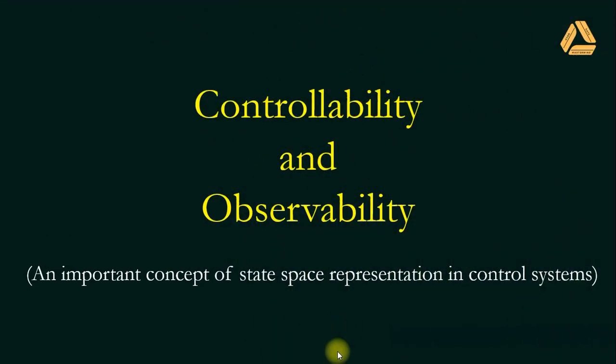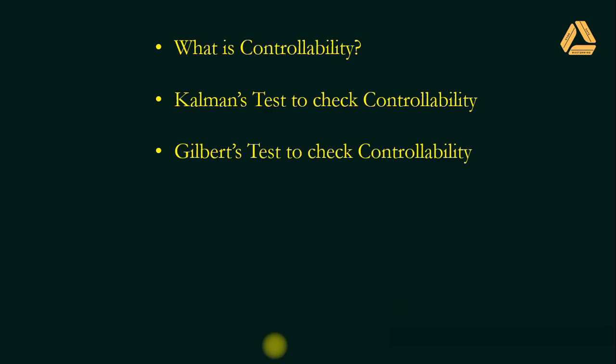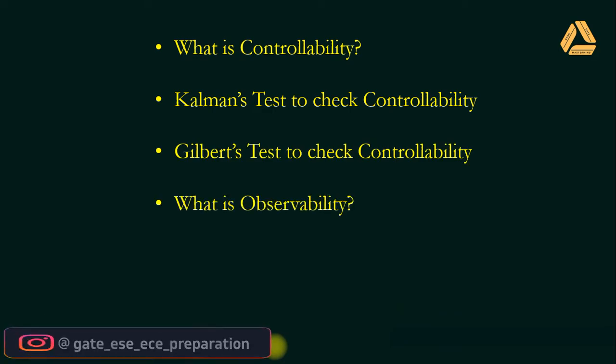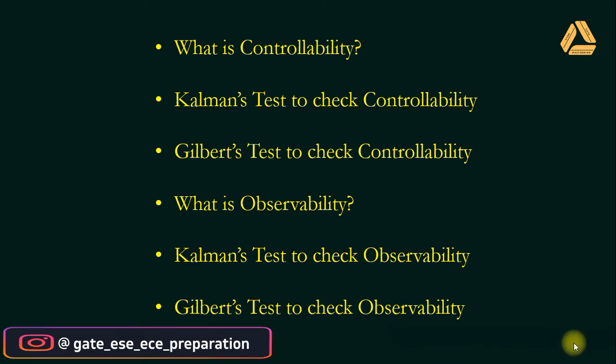Welcome back. Today we are going to see what is controllability and observability, an important concept in state space representation. In today's outcome, we will be acquiring the knowledge of controllability, as well as we'll see Kalman's test and Gilbert's test to check controllability. Not only that, we are going to acquire the knowledge of observability and also use two tests to check the observability of a control system.